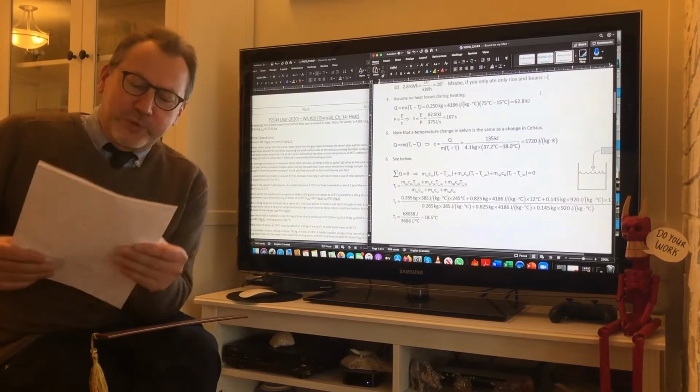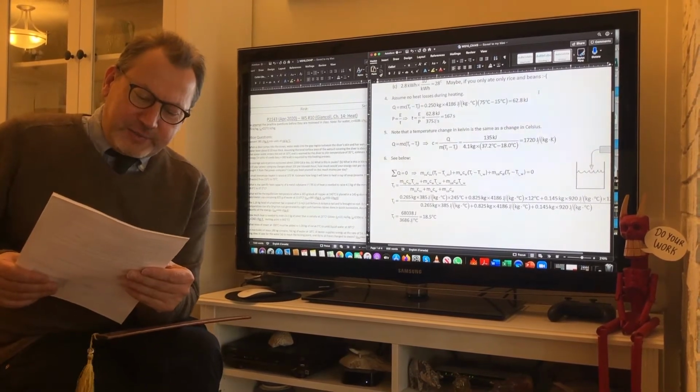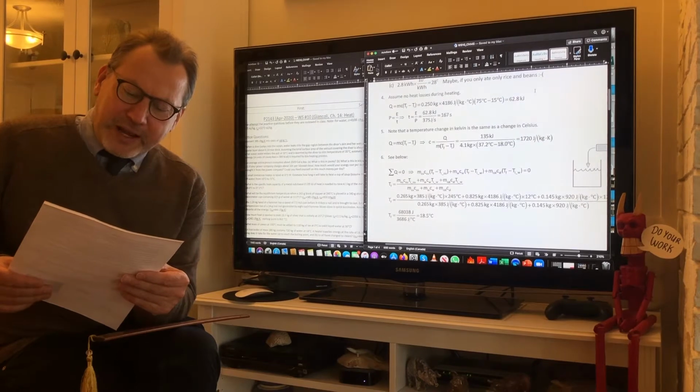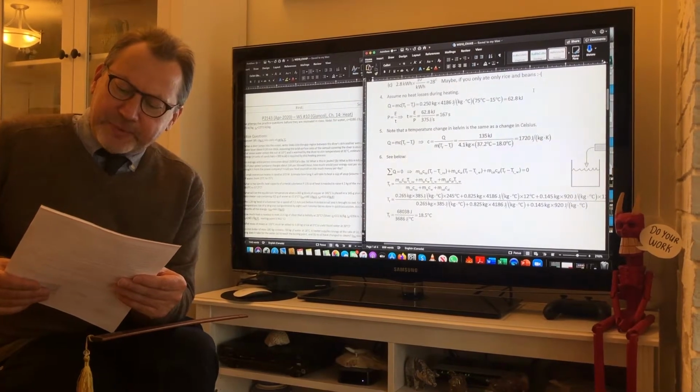A small immersion water heater is rated at 375 watts. Estimate how long it would take to heat a cup of soup.